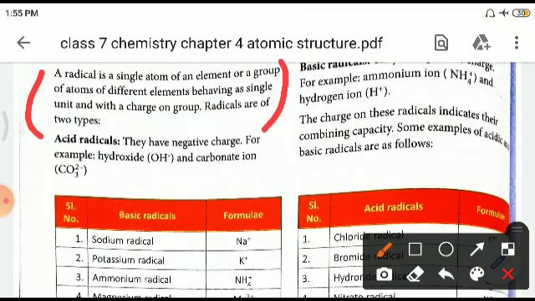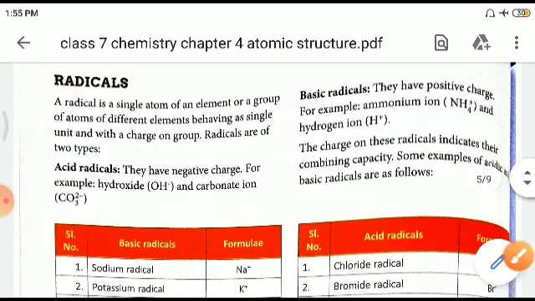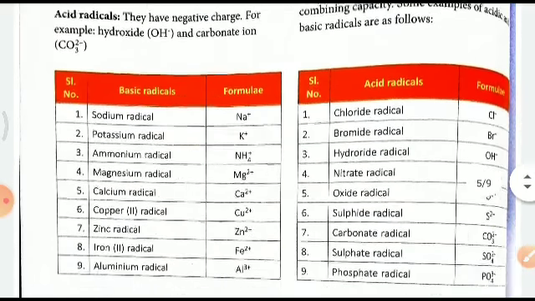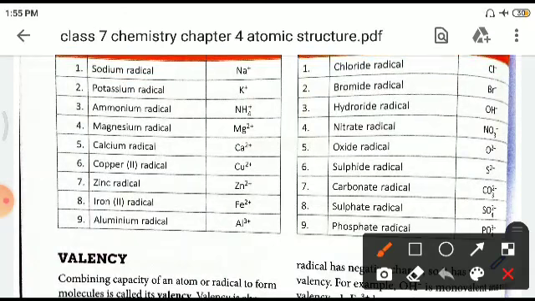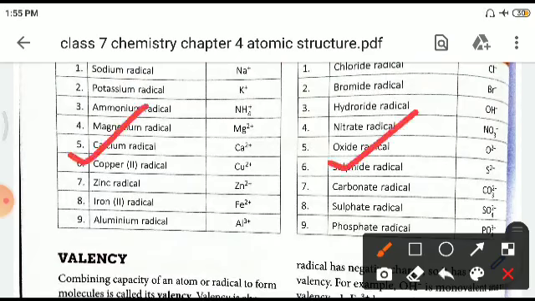Now radicals are of two types, acid radical and basic radical. Acid radicals have a negative charge, for example hydroxide and carbonate ion, and basic radicals have a positive charge, for example ammonium ion and hydrogen ion. These are the two charts which you need to learn, because reactions generally occur in radical form. Reactions always take place in radical form, they never take place in atom form. So it is utmost important to learn these two charts by heart.